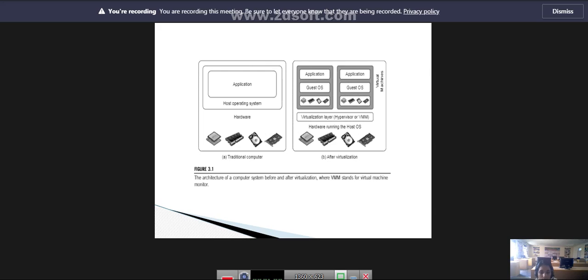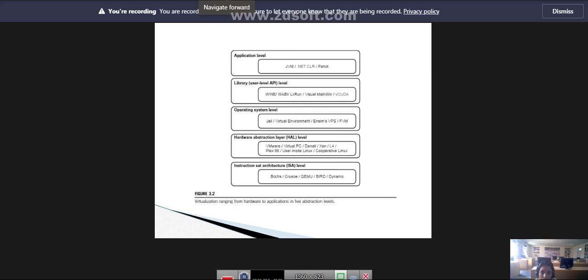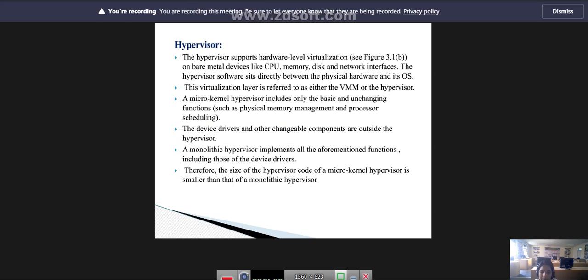Depending on the position of this virtualization layer, there are several classes of virtual machine architecture, namely hypervisor architecture, para-virtualization, and host-based virtualization. The hypervisor architecture we can also call Xen architecture. Next, coming to the hypervisor: what is meant by hypervisor? Depending on the functionality, a hypervisor can assume a microkernel architecture or a monolithic hypervisor architecture.